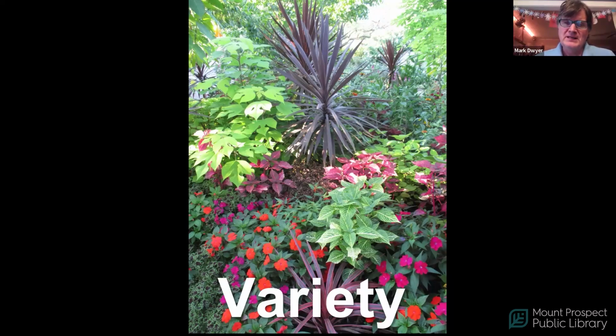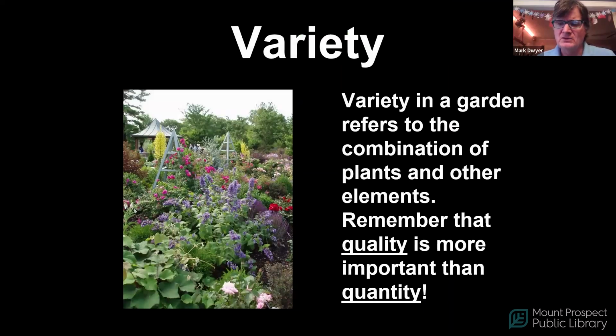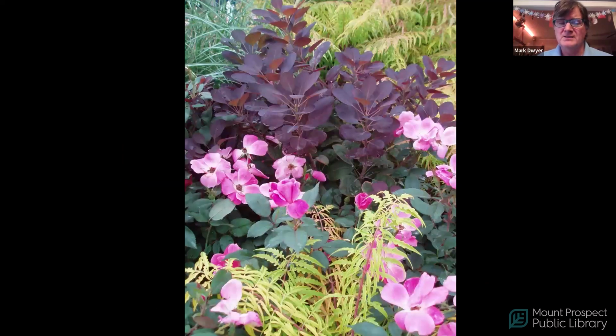So I've said repeat elements. You might have the same plant repeated, but you do want to have a diverse landscape. You don't want to have 12 different plants out there. You really want to mix it up. So variety can refer to the combination of plants and elements. Quality is more important than quantity. And that goes back to knowing your site and putting in appropriate plants.